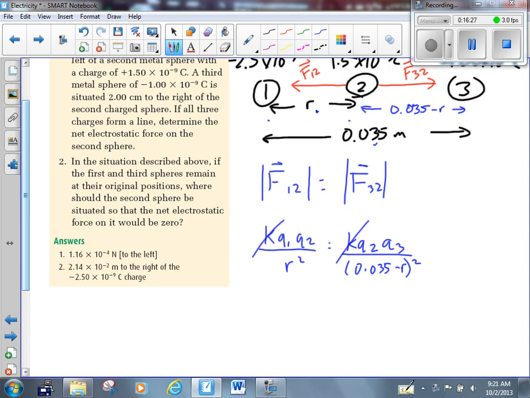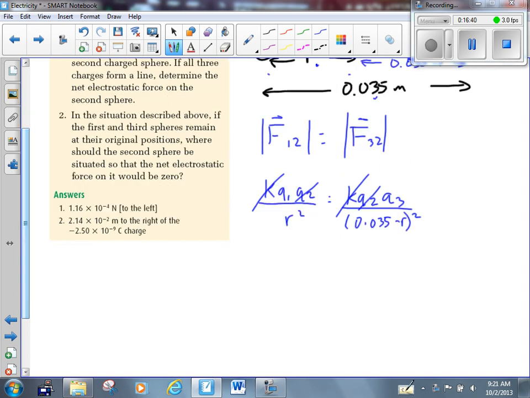Let's cancel those K's because it appears in both terms, right? Let's cancel the Q2's because it appears in both terms. That simplifies it a little bit, saves us from putting some other numbers and exponents in there. We're left here with Q1 over R squared equals Q3 over 0.035 minus R squared. So far, so good? It's not crazy so far, is it?